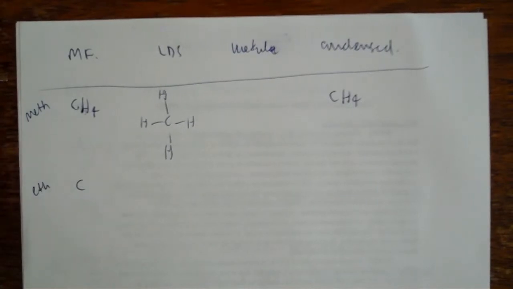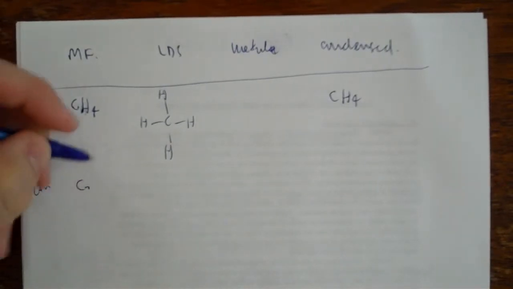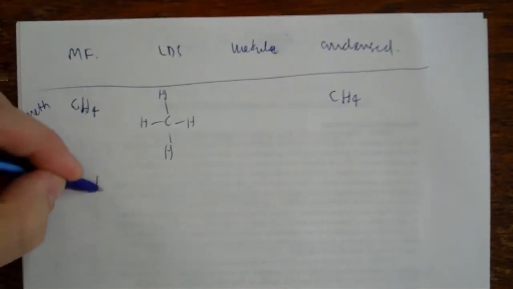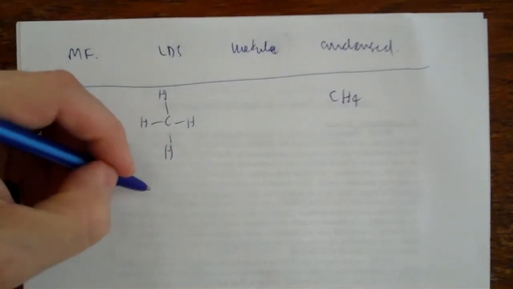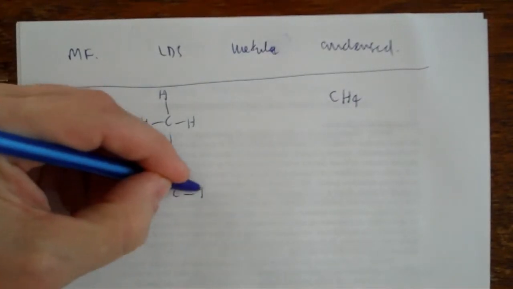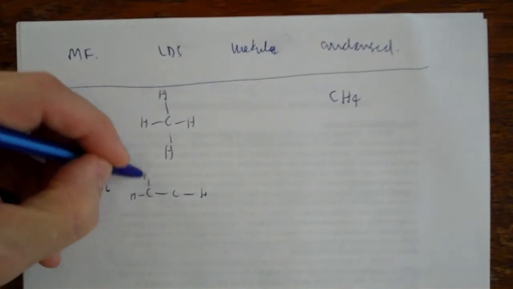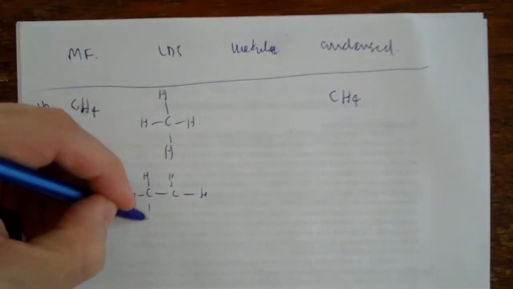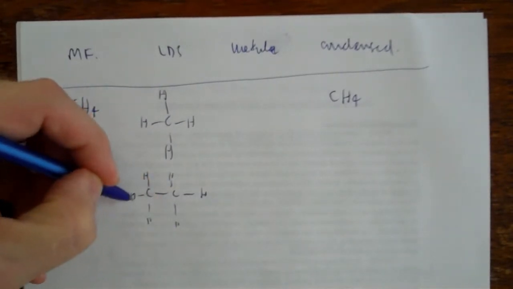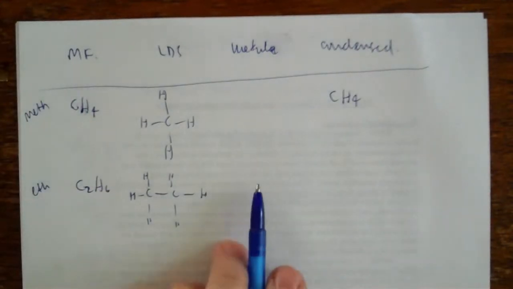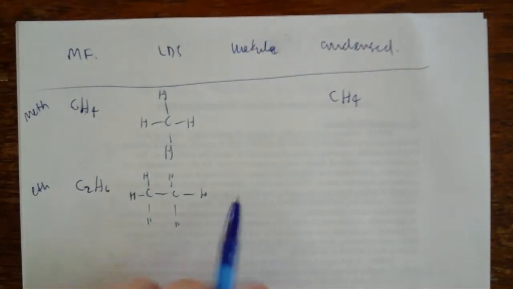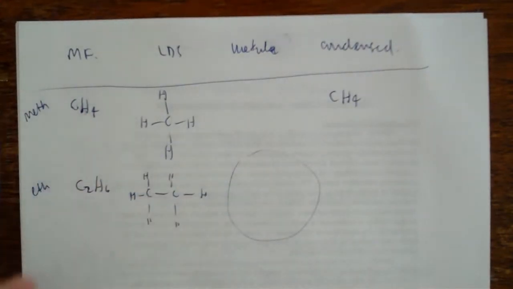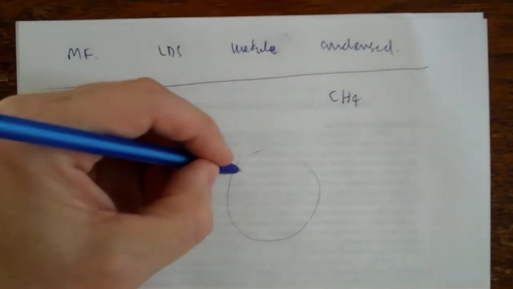For ethane, the molecular formula is C2H6. The Lewis dot structure is, okay. Now here's where we can begin to talk about the Kekule structures. It turns out that there are a few rules here.